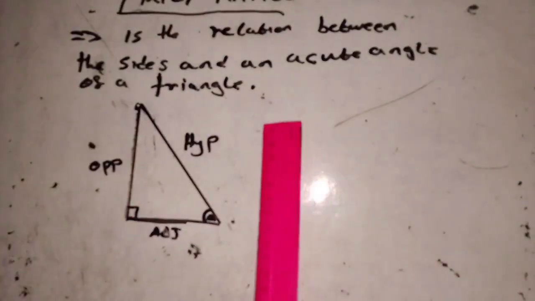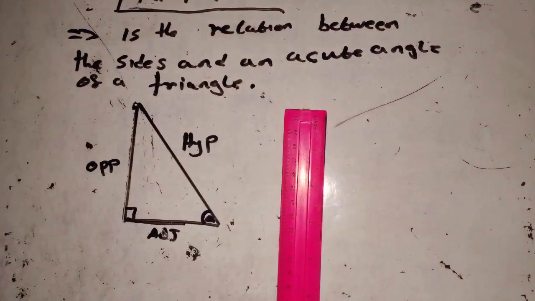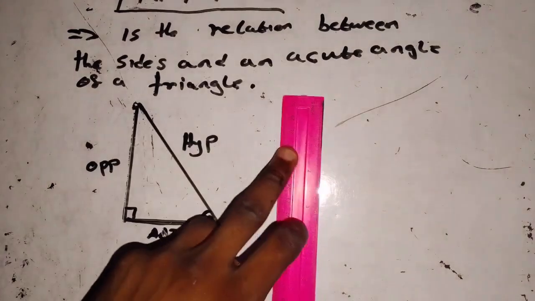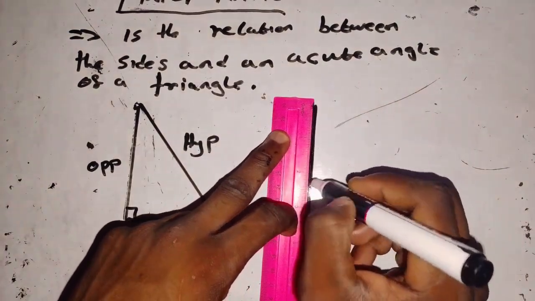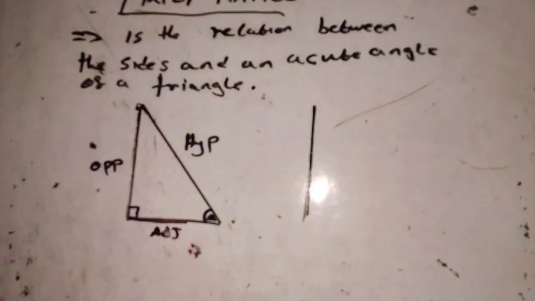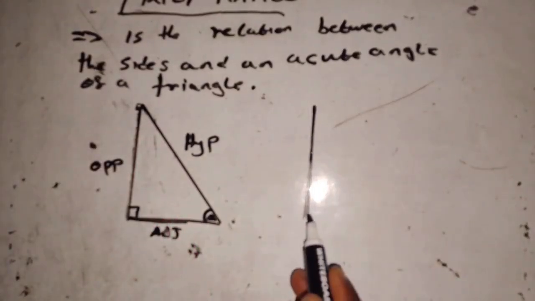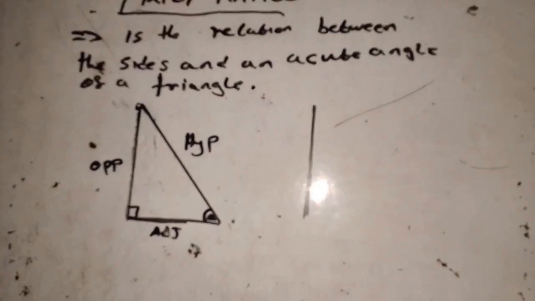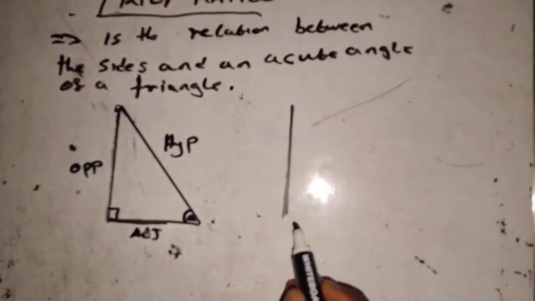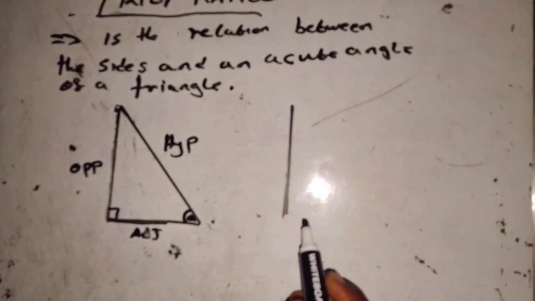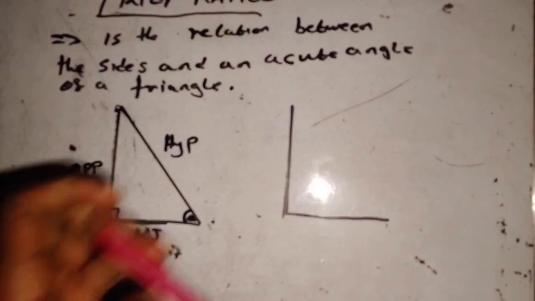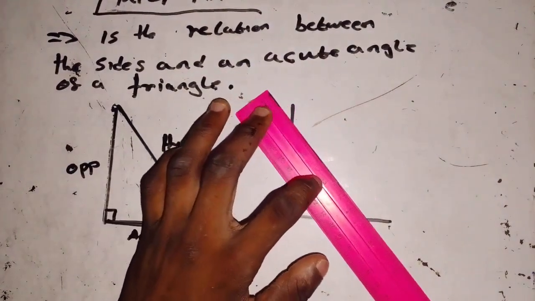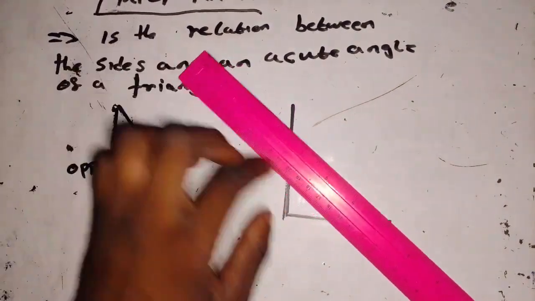Let me also write another triangle so that we understand clearly. It will be here, like this.